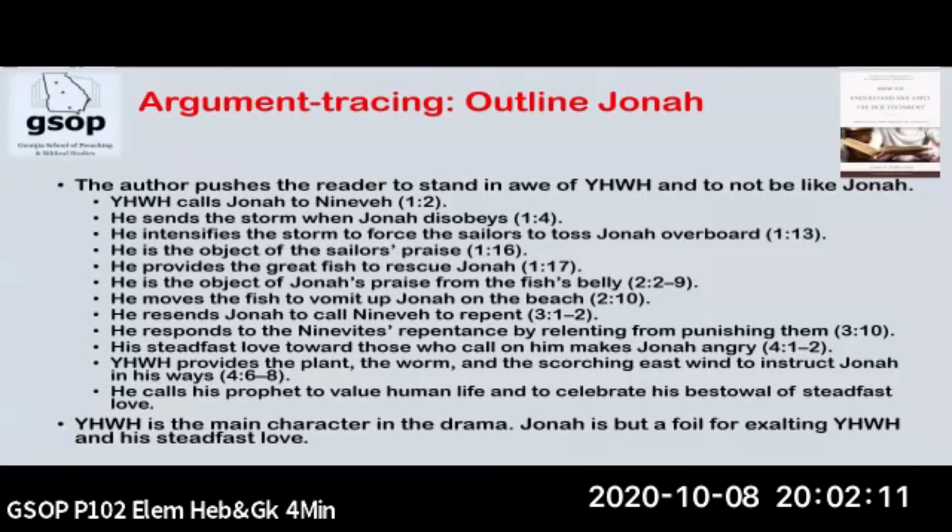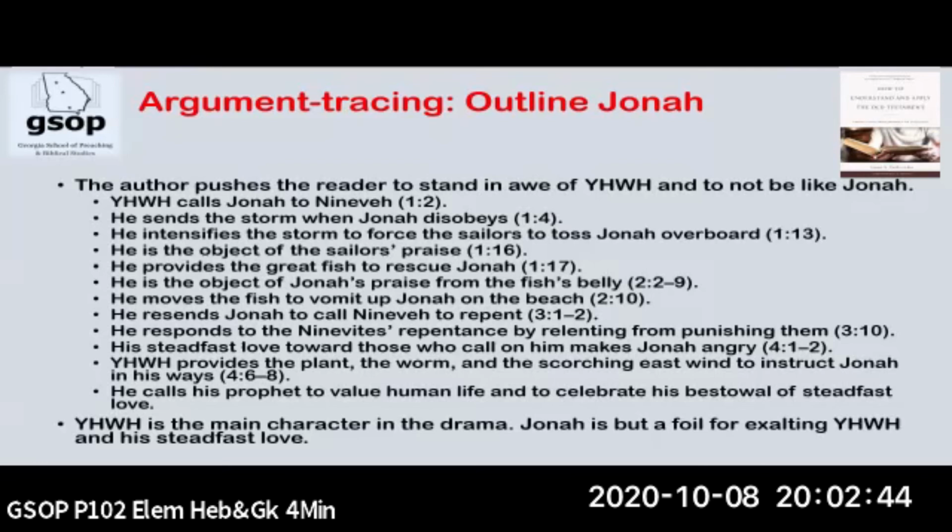God is the object of Jonah's praise in the fish's belly. God is the one that moves the fish to vomit up Jonah on the beach. God resends Jonah to the call of Nineveh to repent. God responds to the Ninevites' repentance by relenting from punishing them. God's steadfast love toward those who call on him makes Jonah angry, and God provides the plant, the worm, the scorching east wind to instruct Jonah in God's ways. God calls his prophet to value human life and celebrate his bestowal and steadfast love.